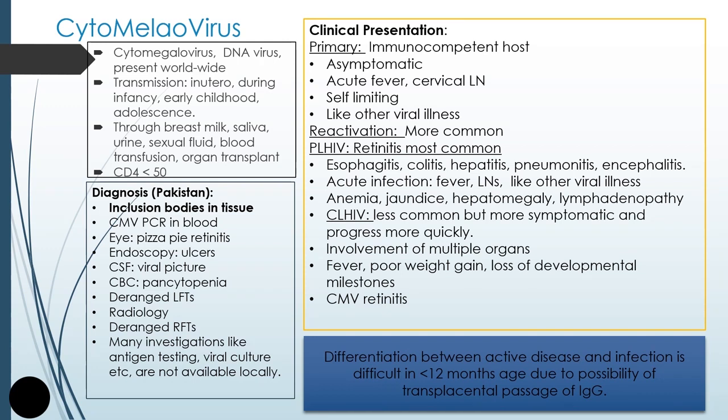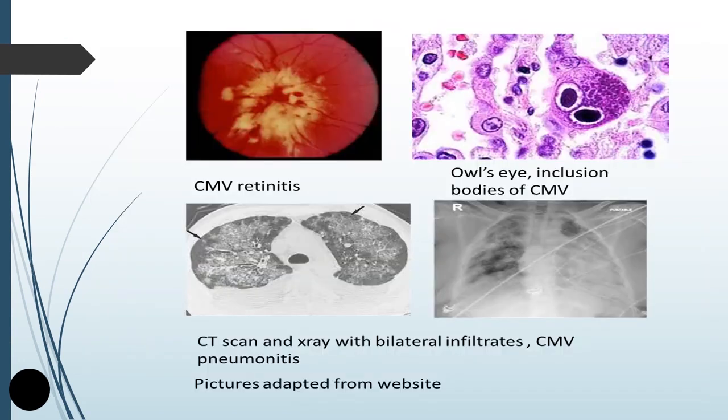The differentiation between active disease and infection is difficult in an infant due to the possibility of transplacental passage of immunoglobulin. This is the pizza-pie appearance of CMV retinitis. Here you can see the hemorrhages with cotton wool exudates, and it gives the appearance of pizza pie. These are the transpassing vesicles.